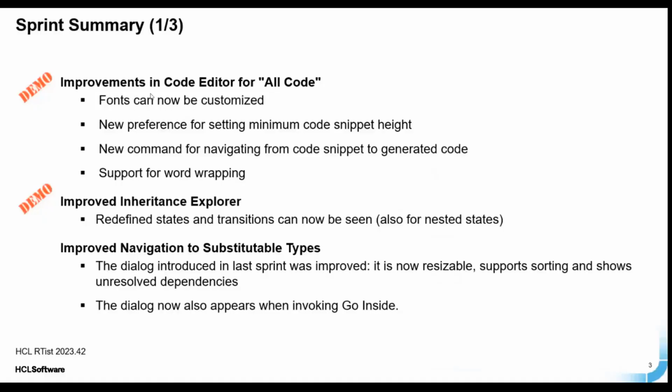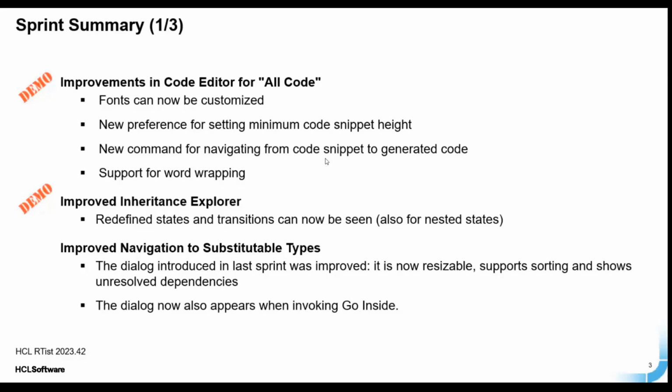So we have done the improvements to the all code editor feature. This is a fairly new feature in the product that we have introduced as non-experimental in the previous sprint. So we've continued to work on this feature and improve. The UI was improved. For example, now fonts can be customized. We have added support for word wrapping and also a new preference for setting the minimum code snippet height. Also, now there is a new command for navigating from the code snippet to the generated code, implemented for all code editor.